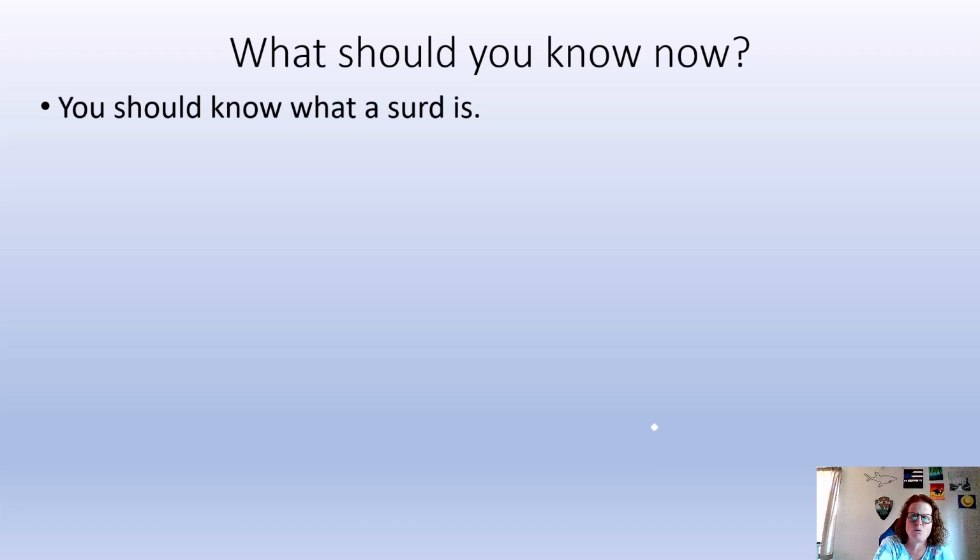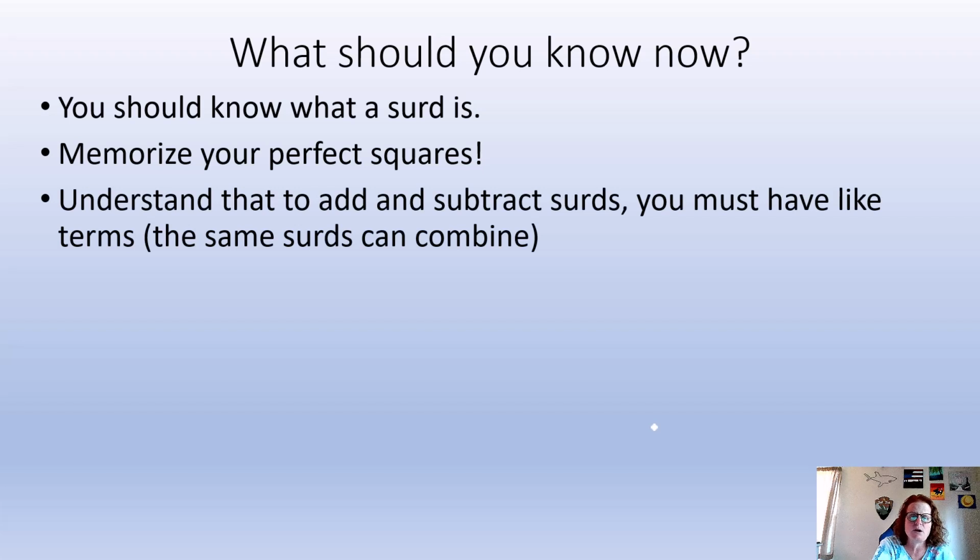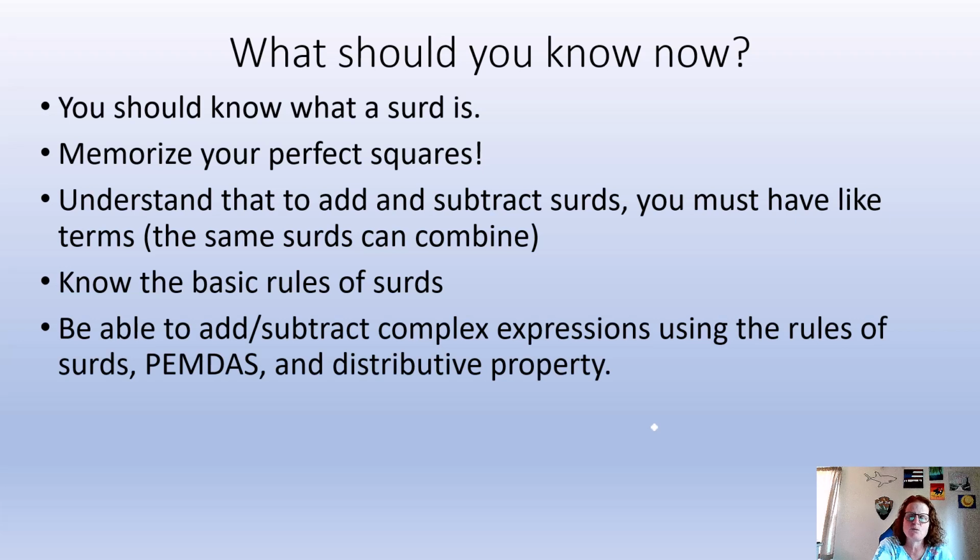Okay, so after this lesson, you should know what a surd is. Remember, it is an irrational number, not a perfect square. You should memorize your perfect squares. You should understand that to add or subtract surds, you must have like terms. The same surds can combine. Know the basic rules, and be able to add or subtract complex expressions using the rules of surds, PEMDAS, and the distributive property.